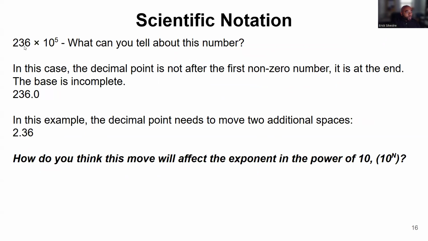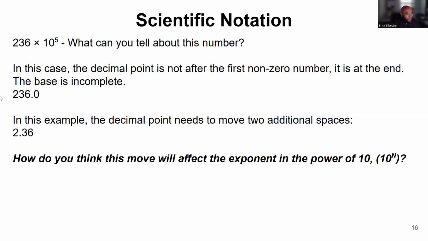Now, if you notice, where is the decimal in this number, 236? Is it after the first non-zero number? No, it's not. It's at the end. Therefore, you know that your base is incorrect. The decimal is supposed to be after the first non-zero number, not at the end. So the base cannot be 236. The base has to be 2.36.